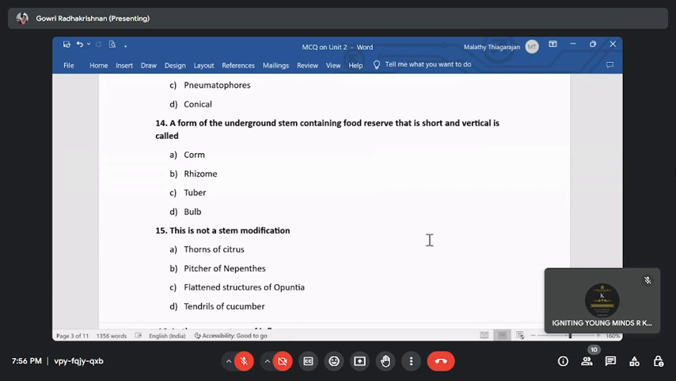No. Option B, rhizome, you're saying? No. See, the option is A, corm. That is one form of underground stem. It serves as a storage organ for food reserves. It is short and vertical with a swollen base containing nutrients.